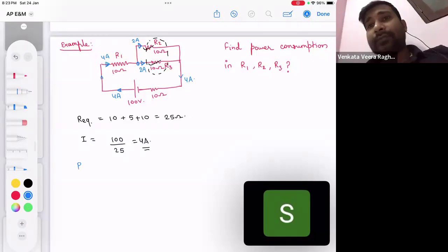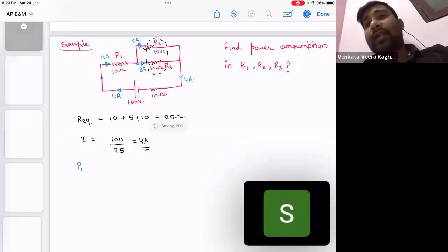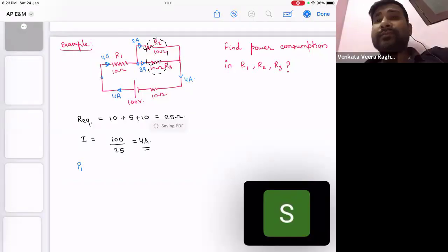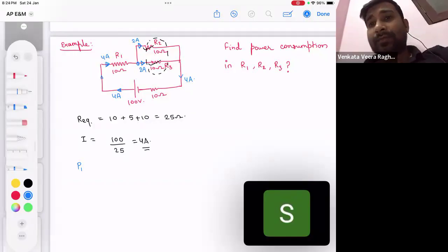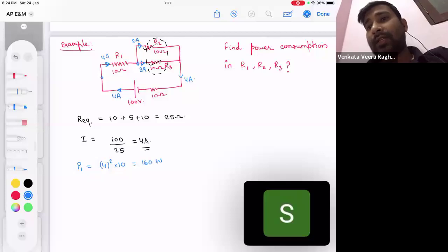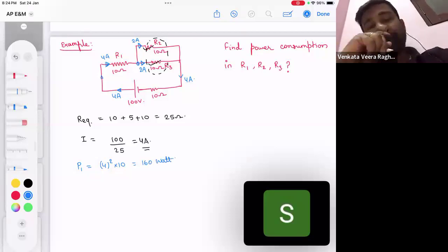So what is the power developed in R1? The P1 will come. How much will P1 be? I square into R1. So I square means 4 into 4, and R1 is 10. So 16 into 10, we will get 160. For R2, how much will it come? I square into R1, so 160. And the unit of power is what?